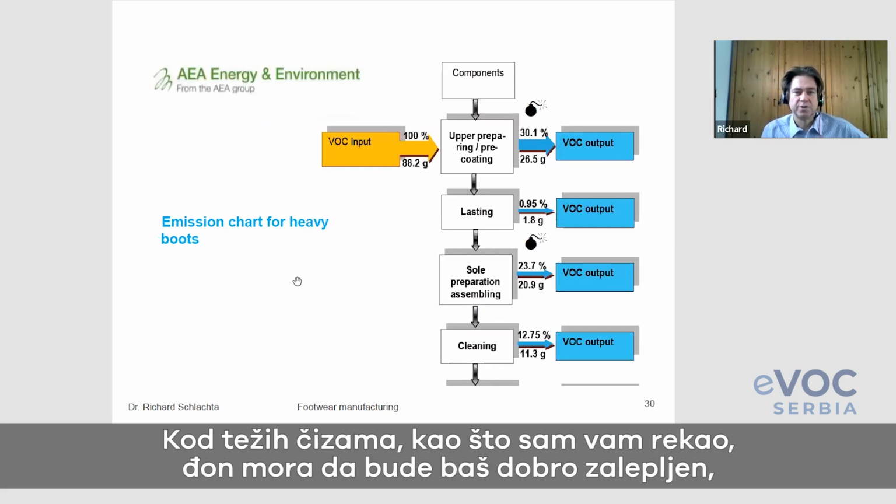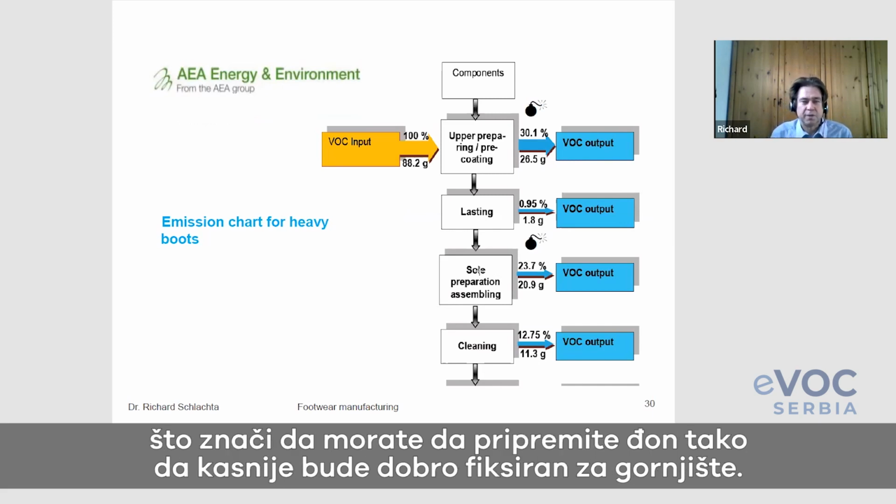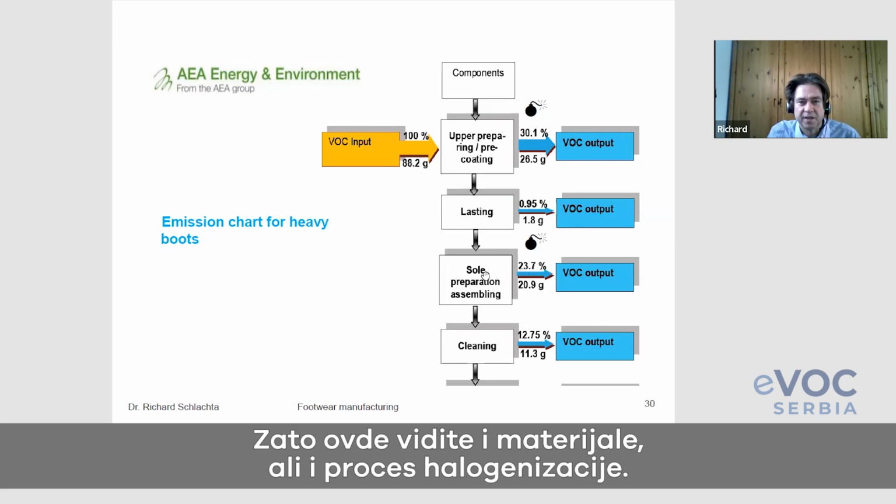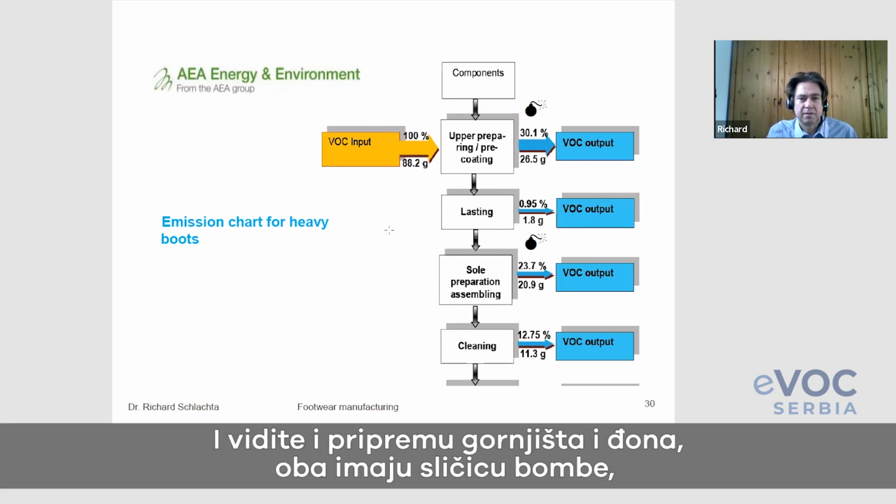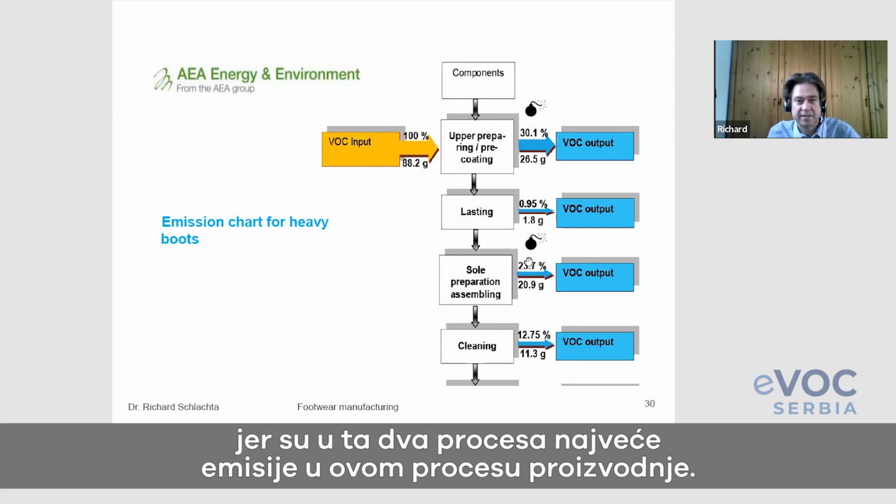And for heavy boots, the sole preparation, I told you already, because for the heavy boots, the adhesion must be very, very good. That means you must prepare the sole so that later you have a good fixation to the upper. That's the reason you have here VOC materials and this halogenation process. Yes, and you see the upper preparation, and here's the sole preparation. Here I made two bombs for you to show the highest VOC emissions from the production process.